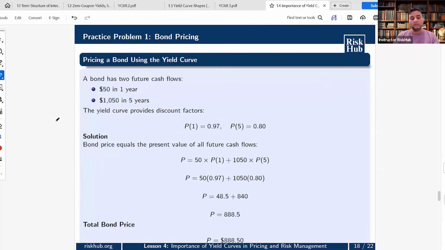Then we have practice problems. Practice problem 1: bond pricing. Pricing a bond using the yield curve. The bond has 2 future cash flows, this and this. The yield curve provides the discount factors. The solution is given, and the total bond price is calculated.